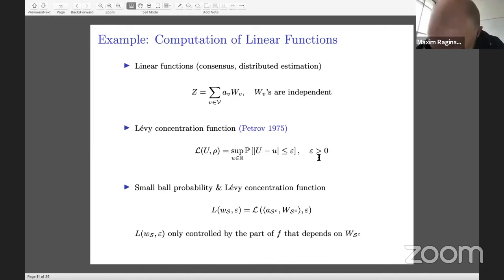Oh, well. So here's the idea. The small ball probability for this linear function is actually given by the Levy concentration function of the part of Z that we still are missing, right? Because we're assuming that the Ws are independent. So really, all the nodes in S are just missing this part, right? So only the part of f that depends on knowledge of the inputs in the complement of our set.